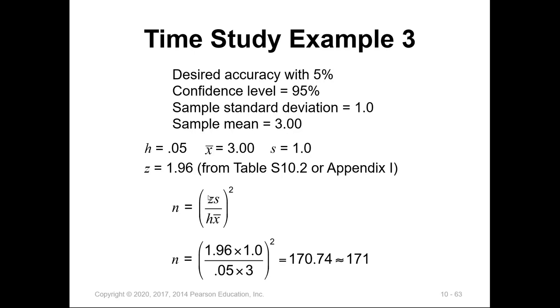So I need 171 observations to make sure that I met the accuracy that I need with the confidence level that I need. 171 observations. I need to sit, watch, monitor, and time those employees doing the job 171 times, and then take the average or calculations based on the formula.